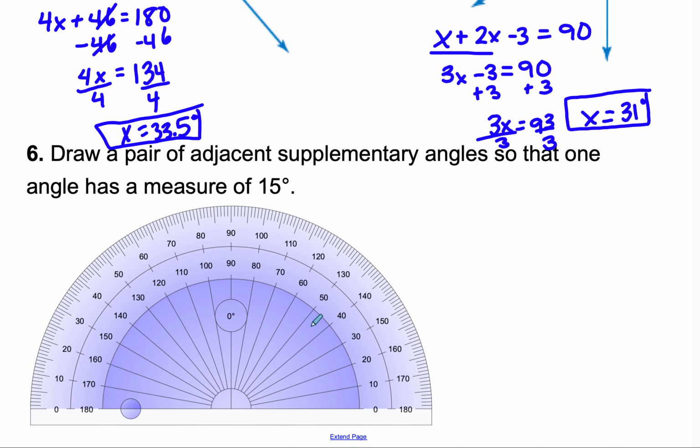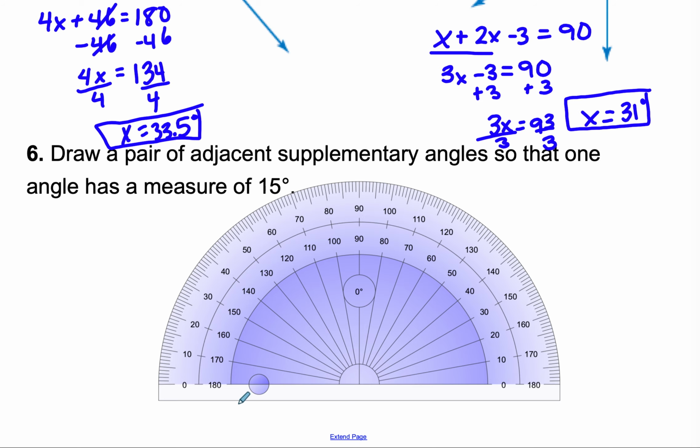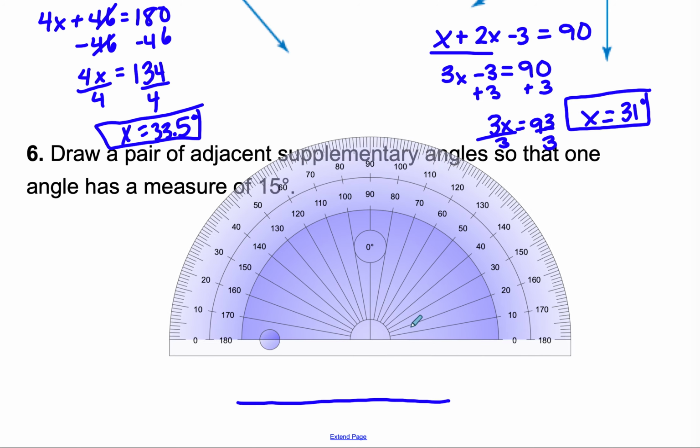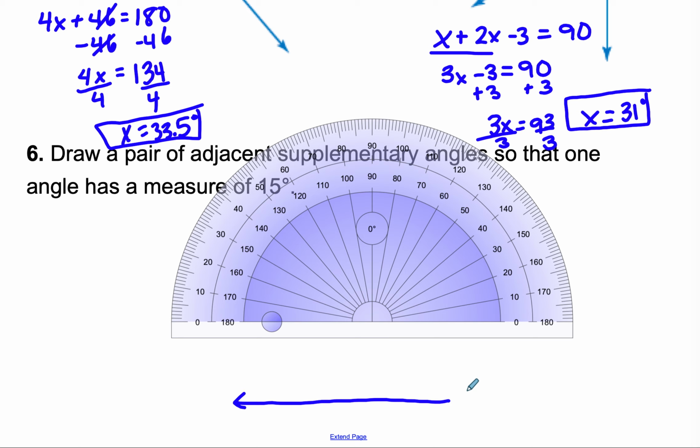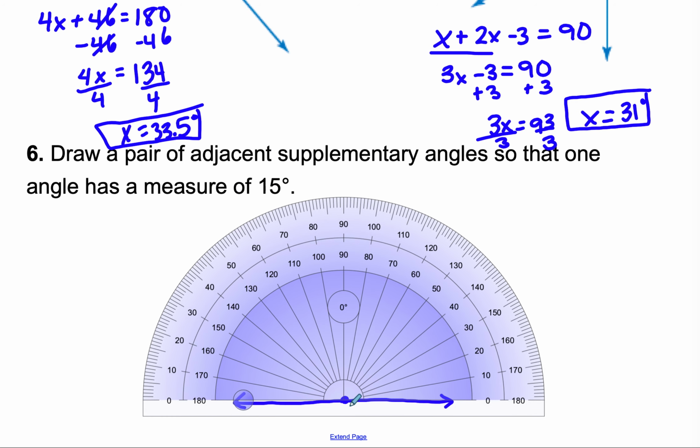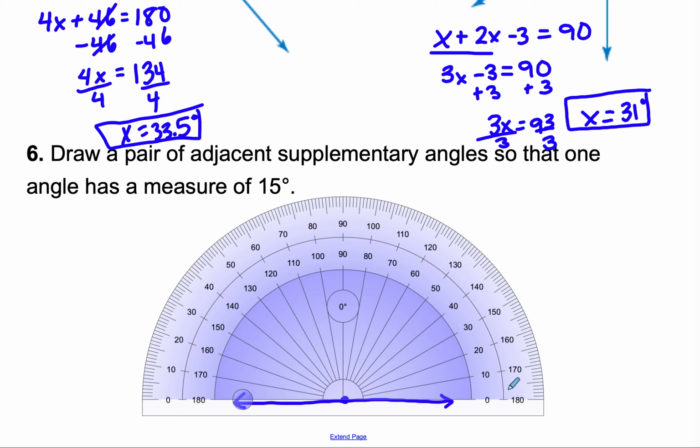Okay, and our last one here, draw a pair of adjacent supplementary angles so that one angle has a measure of 15 degrees. We're going to draw a straight line down at the bottom. We are going to add arrows on the ends, we're going to add a point in the middle. We're going to line up our center point with our point and our line with our line. We're going to measure to the right, and that means using the bottom set of numbers. 15 is halfway in between 10 and 20.